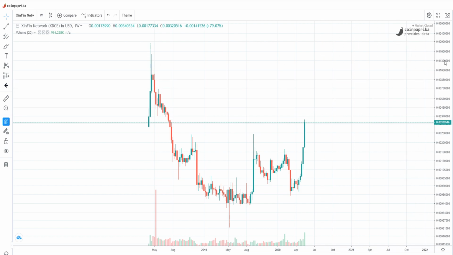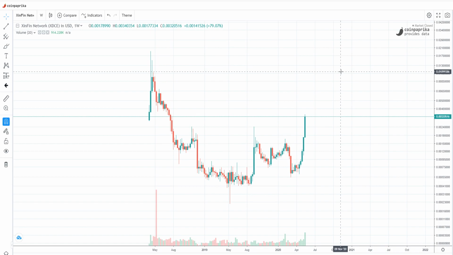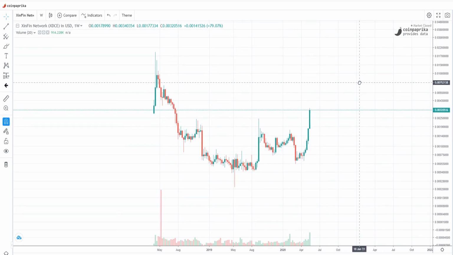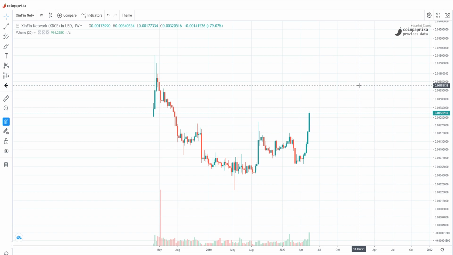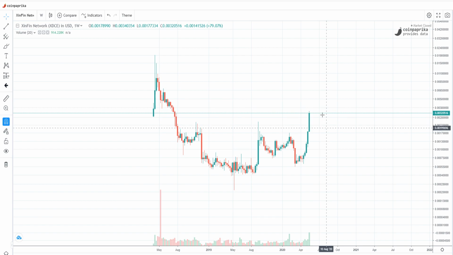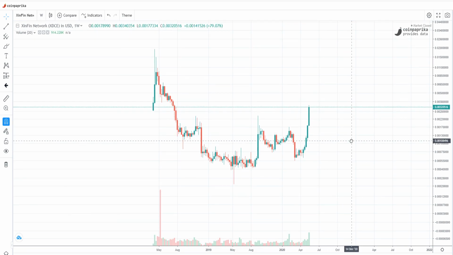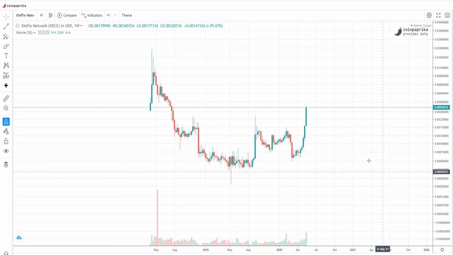Okay, so finally we found a proper chart, much better than the previous one I tried to make an analysis on. And also, on this one the price is correct. Okay, so first things first, let's look at volume.